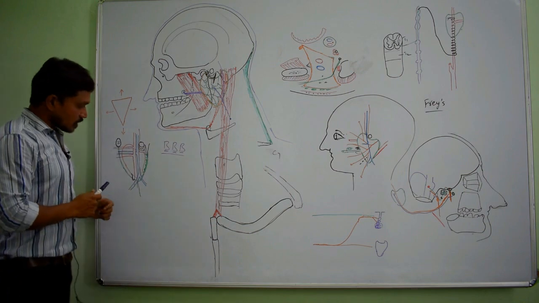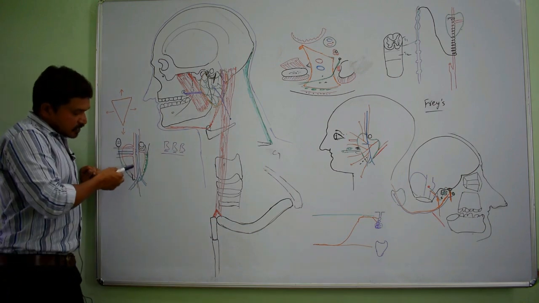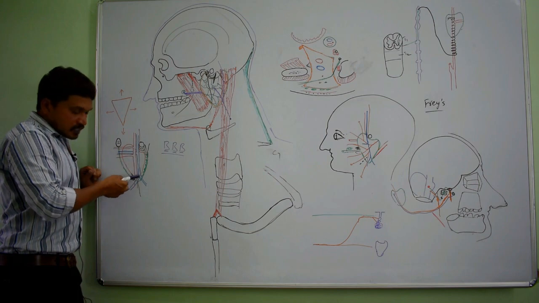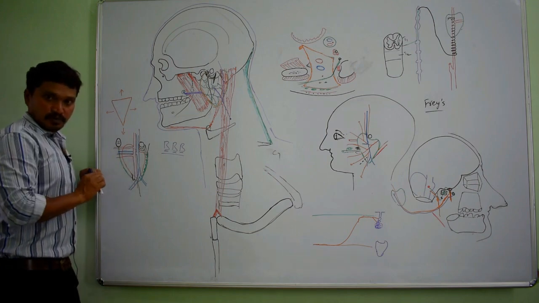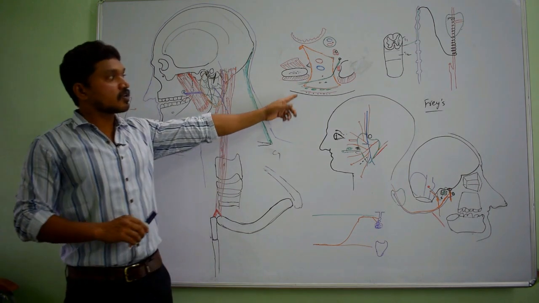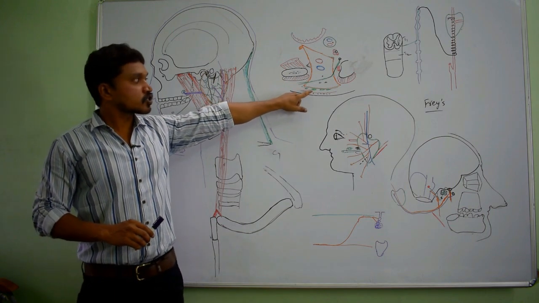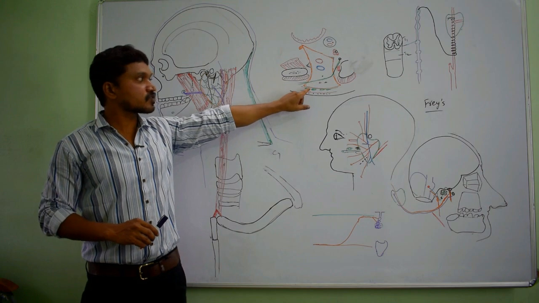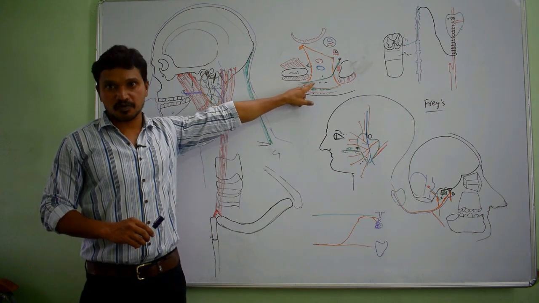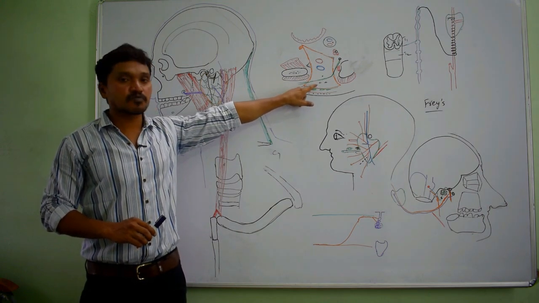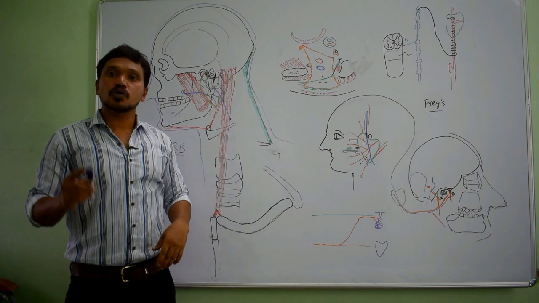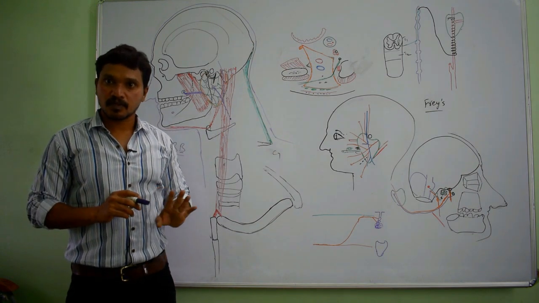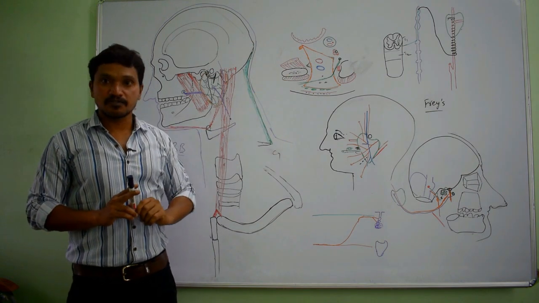Then coming to the blood supply. Arterial supply is by the external carotid artery. Venous drainage is by the retromandibular vein. That's it. Then lymphatic drainage. There are superficial and deep groups of lymph nodes, that means superficial and deep parotid lymph nodes. Efferents from these lymph nodes drain into the jugulo-digastric lymph node. Clear? So, that is about the lymphatic drainage.